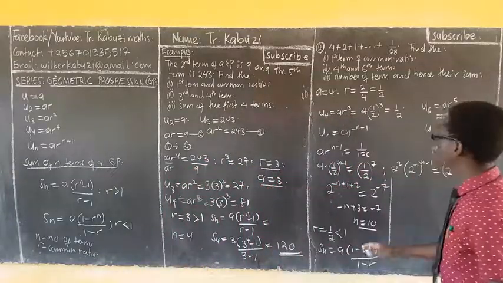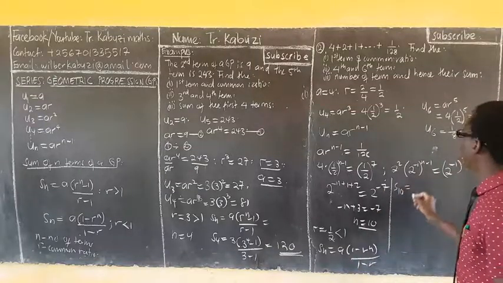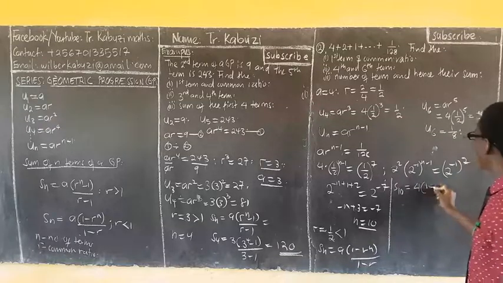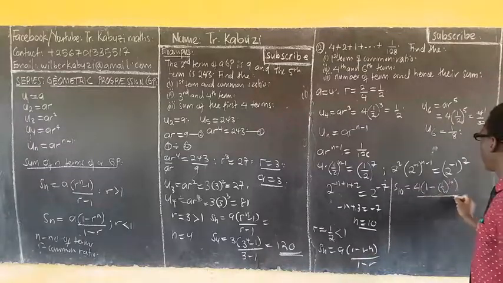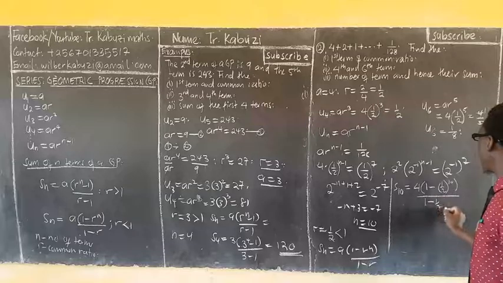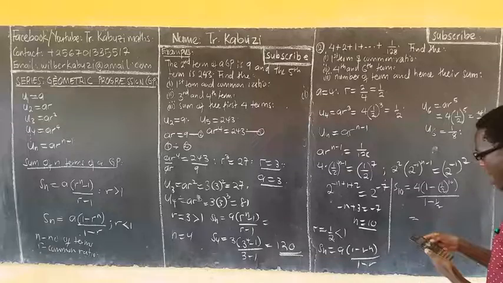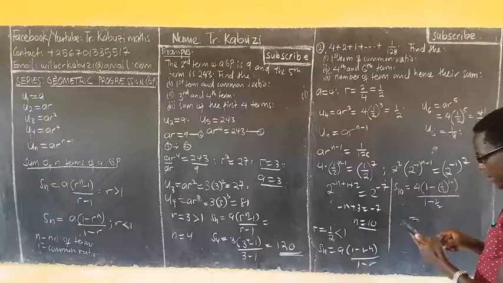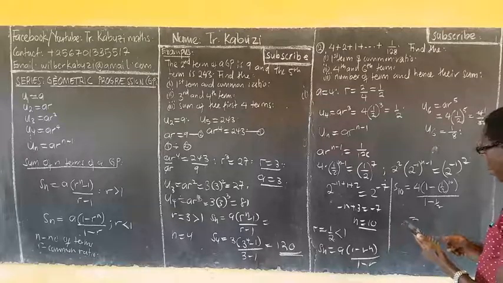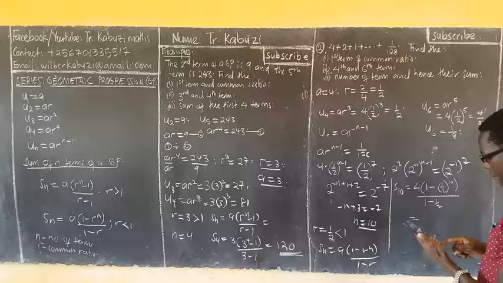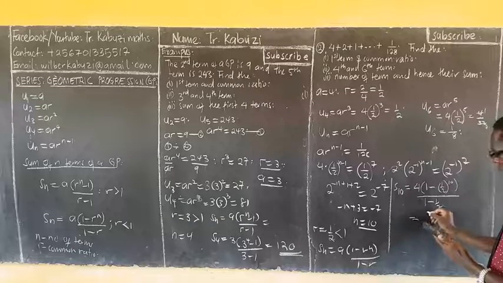Now there are 10 terms. So my Sn will be my a, which is 4, into 1 minus (1/2)^10, the whole over 1 minus a half. Then you press this on your calculator and simplify it. The answer we have here is that our sum will be 7.9.